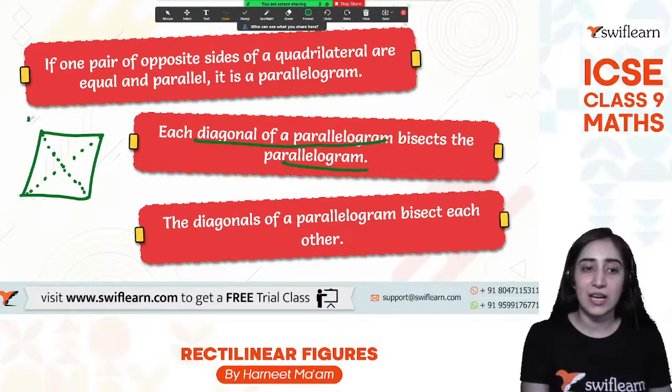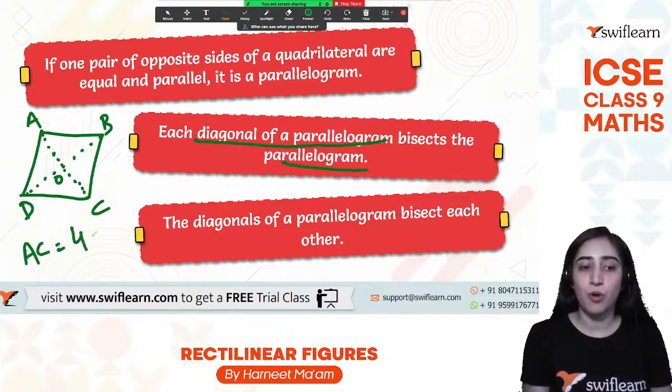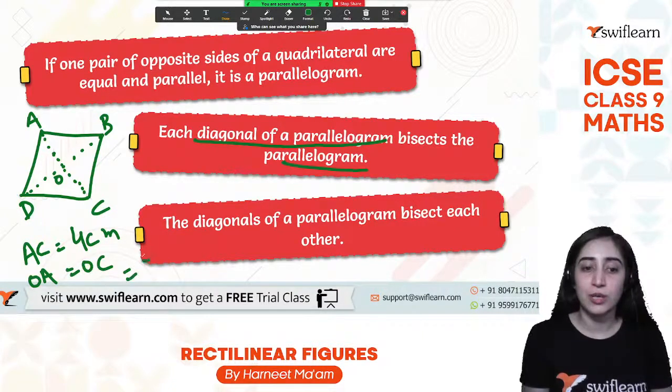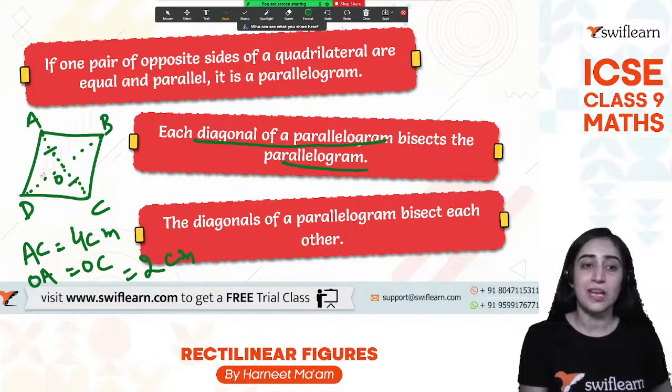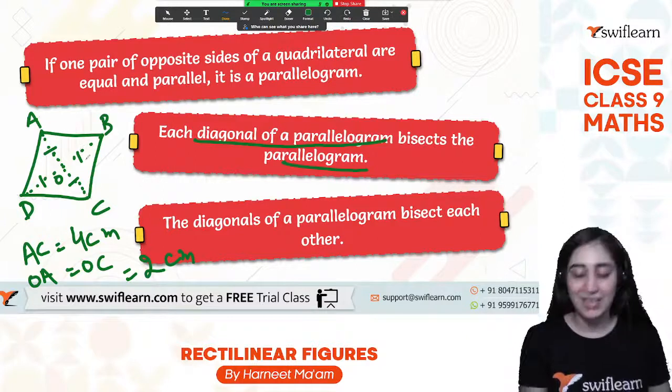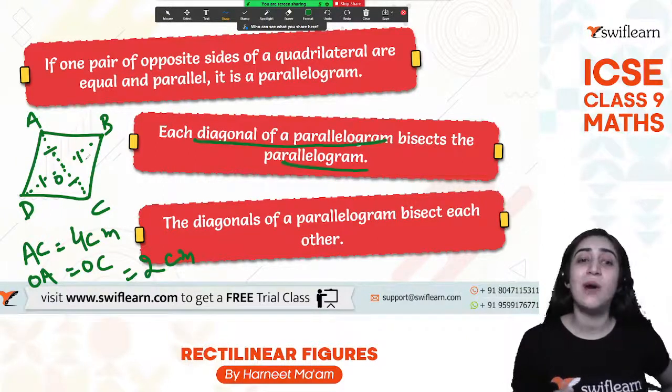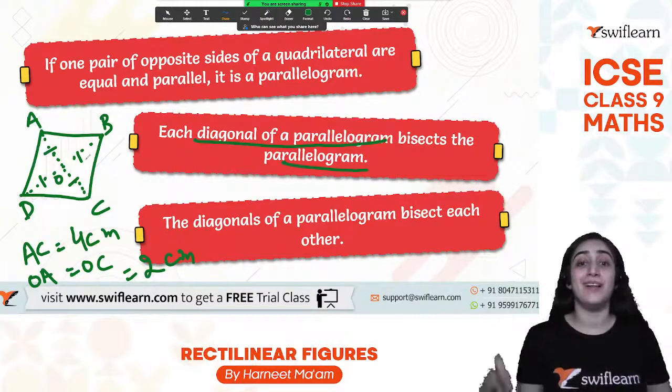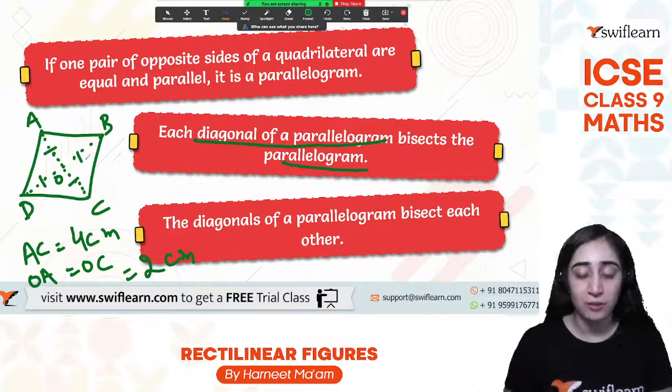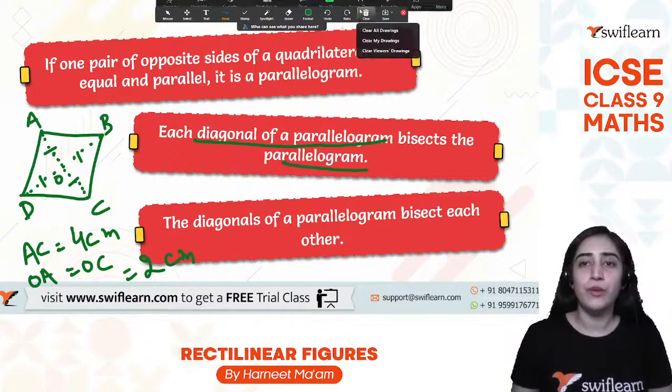So if I label it A, B, C, D, and this is O, and if I say AC is 4 centimeters, which means OA is equal to OC, which is equal to 2 centimeters. So this gets equally bisected. Let's try this one. If this is 9, then there will be 4.5 centimeters and 4.5 centimeters. All right. So this is how we say that the diagonals bisect each other. All right, moving on to the next one.